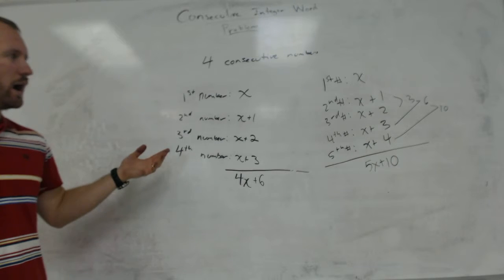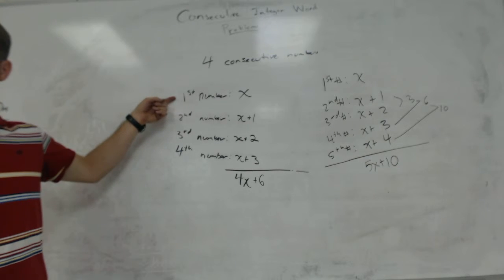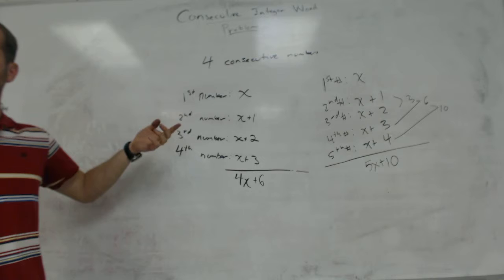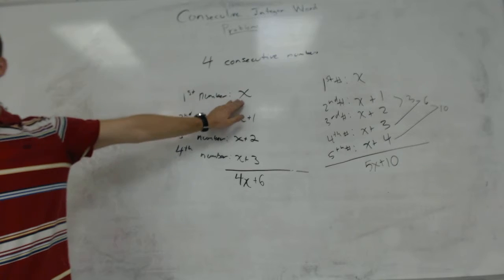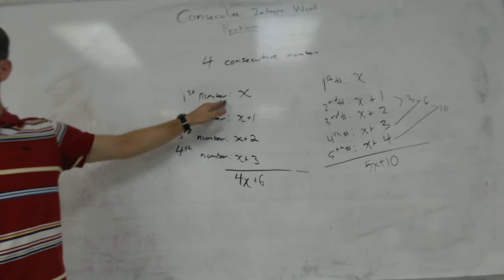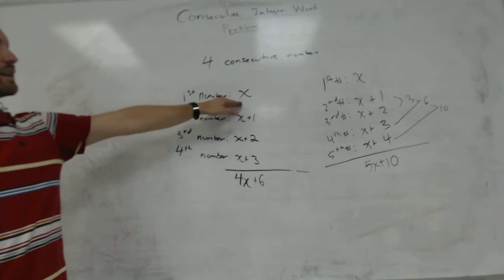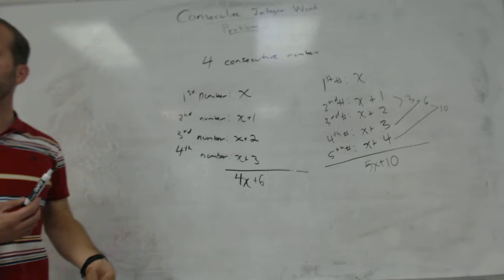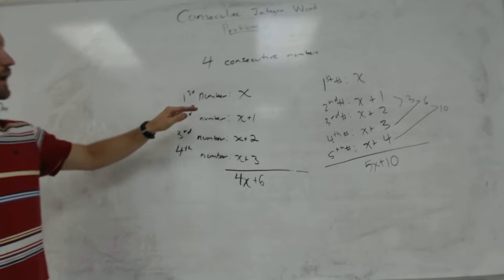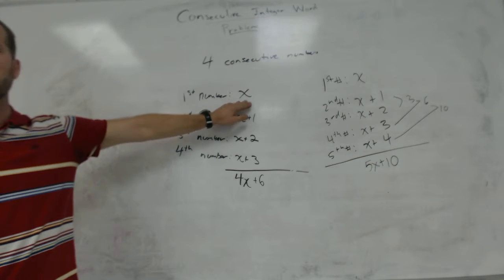And even that you don't really have to memorize. Why is the first number x? Why do we say x? Because x is an unknown. Do we know the first number? No. So we say that it's x. And this is a trick that we use in algebra to solve word problems. Any unknown becomes x.